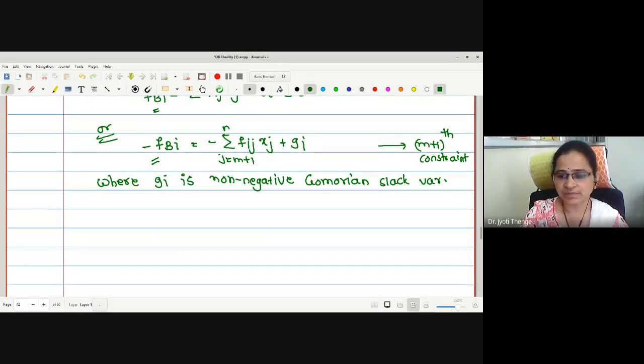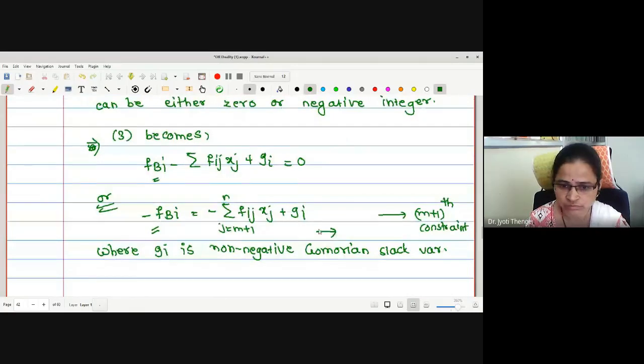Therefore, what is the next step we are going to do? We will add the constraint in the last table of the simplex method, use this constraint as the last constraint and solve it by the dual simplex. Okay. Let me just write equation number 4. The constraint 4, which is a Gomorian constraint.